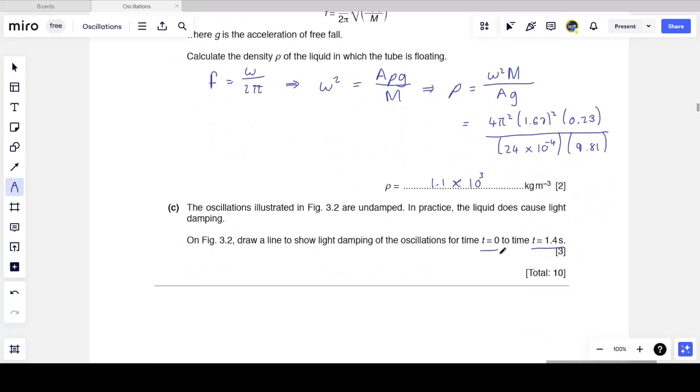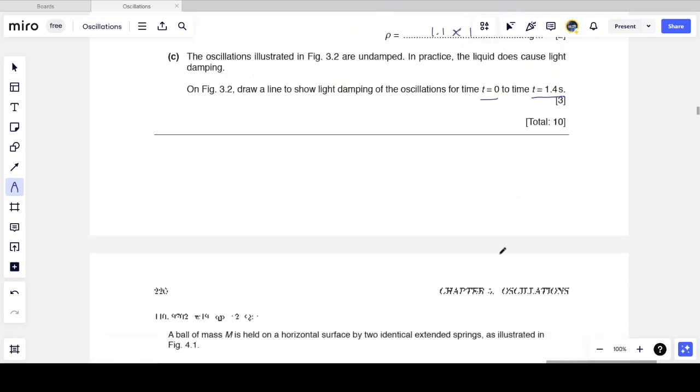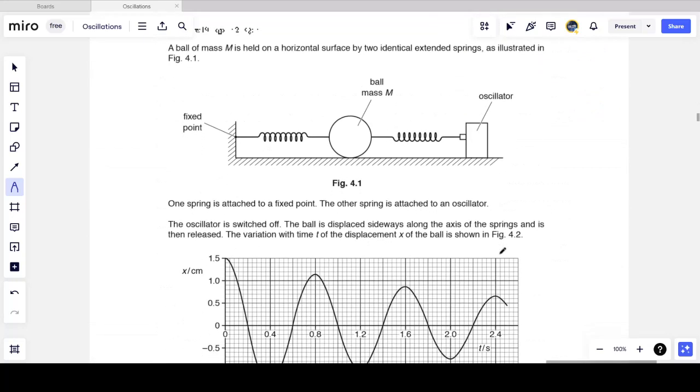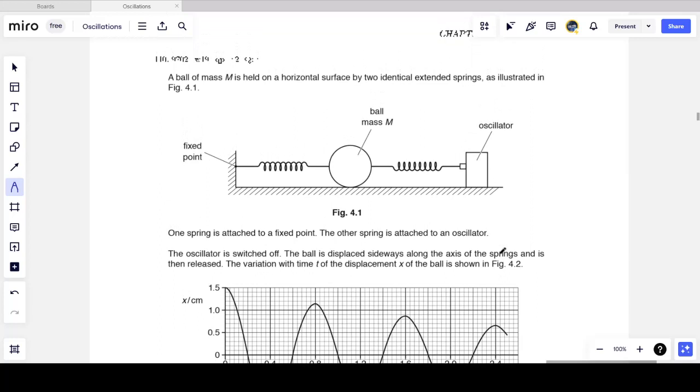And so that question was 10 marks altogether. Interesting question and fairly long. I think the graph drawing will determine how long it takes you to answer a question like that. Now the next question is question 10.